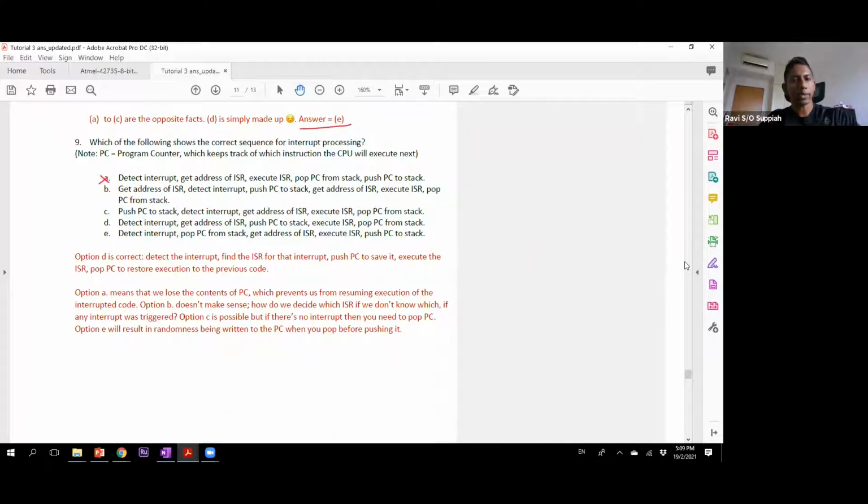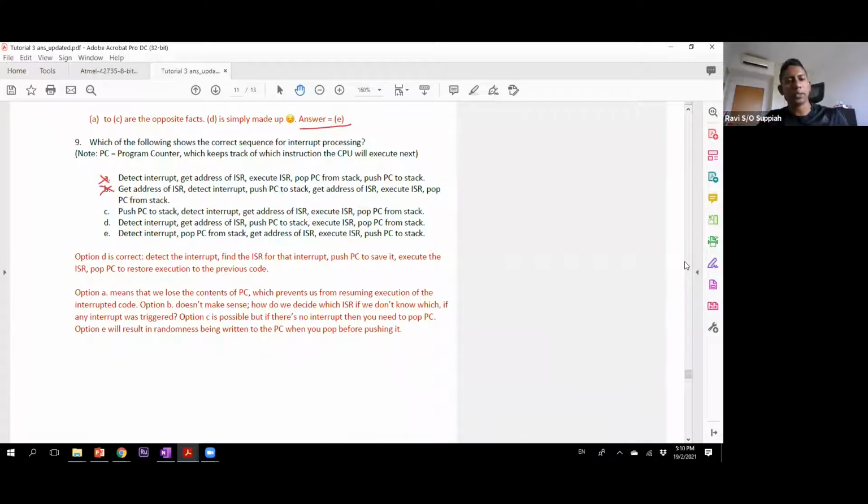Option B: get address of ISR, detect interrupt. Again, the first two steps are already written in the wrong order. You must first detect that there is an interrupt, then you get the address of the ISR. You cannot get the address of the ISR before detecting that an interrupt has been triggered. So B is not true.